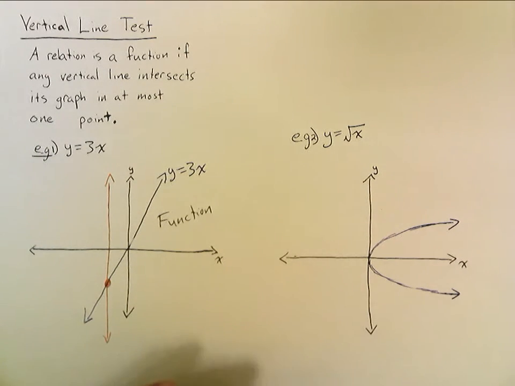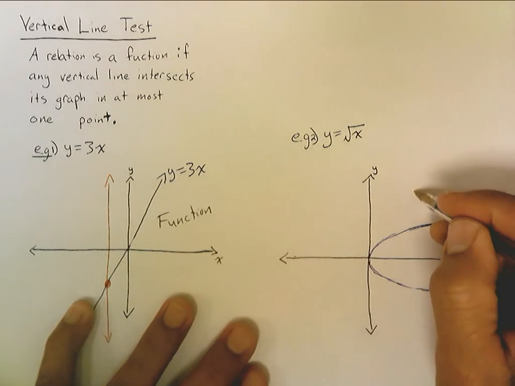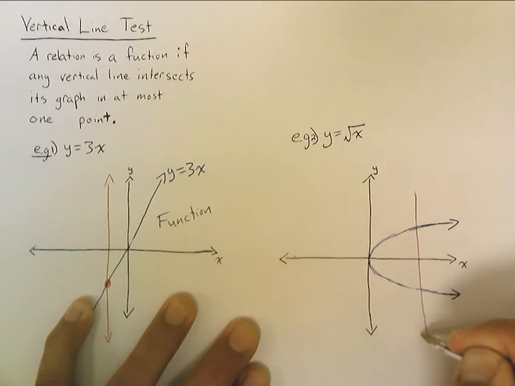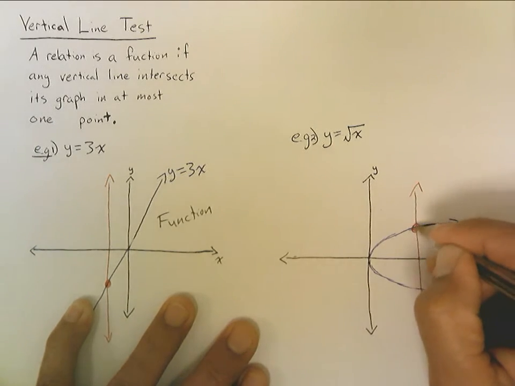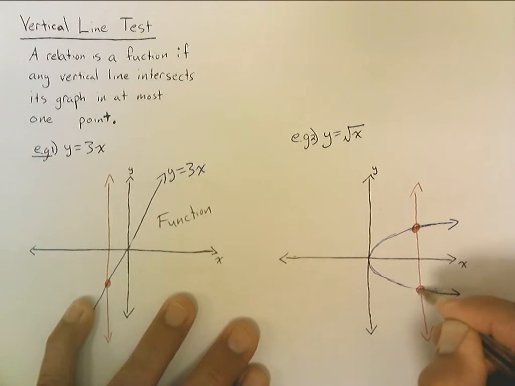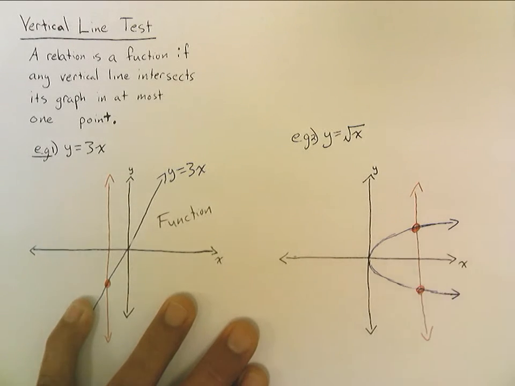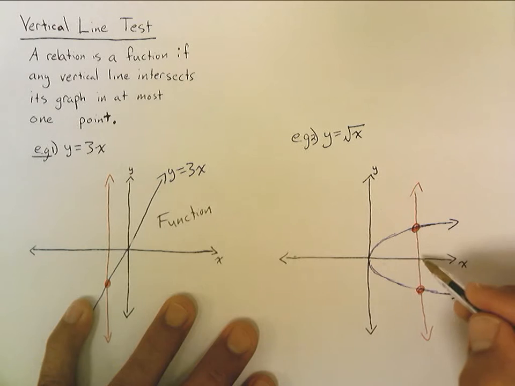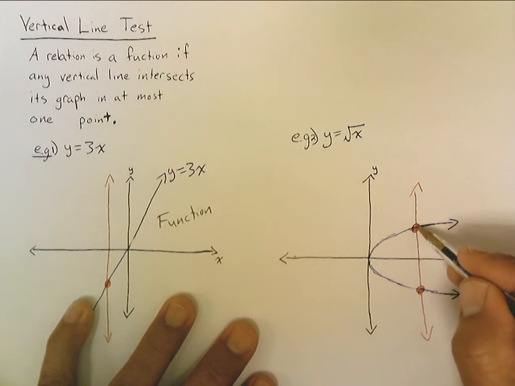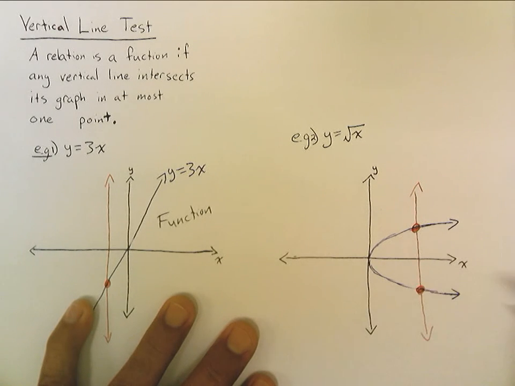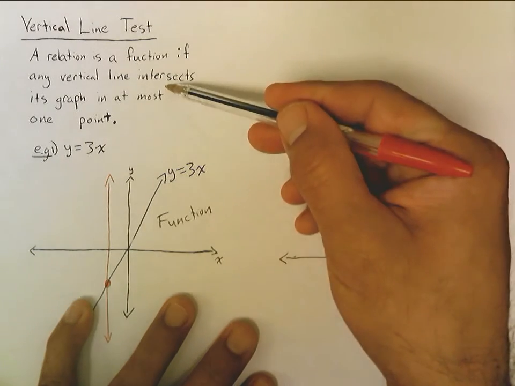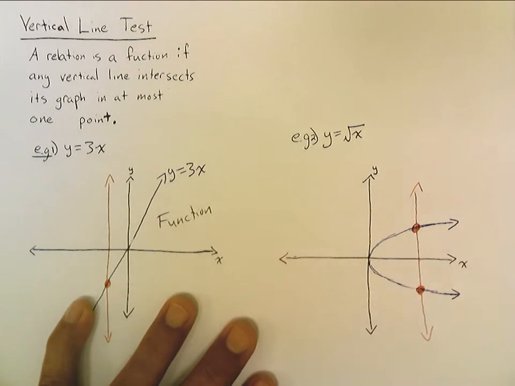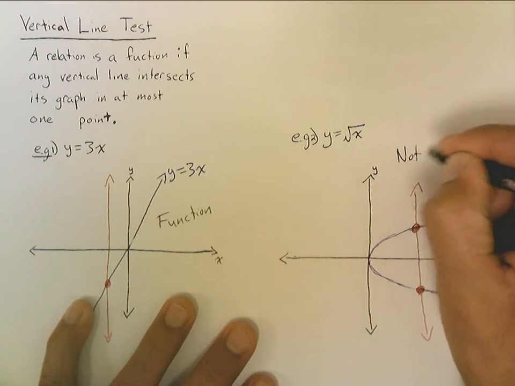And now, if we draw a vertical line over here anywhere in the first and fourth quadrant, we'll notice that that vertical line is going to hit this curve in two different spots. Basically, whatever x value we consider is going to have the positive square root for the y value up here and the negative square root down here. Therefore, this line hits in two spots, which means it does not pass the vertical line test, and this thing is not a function.